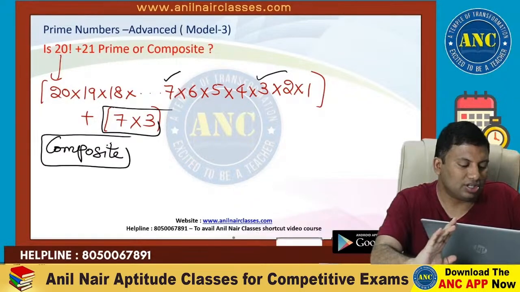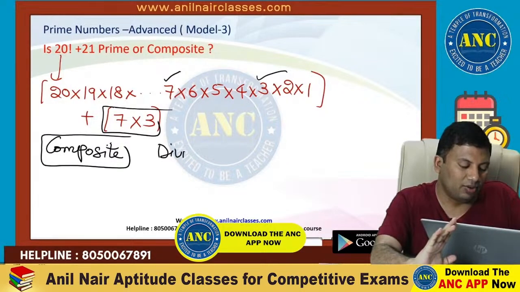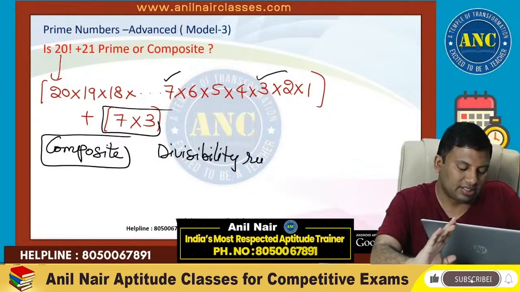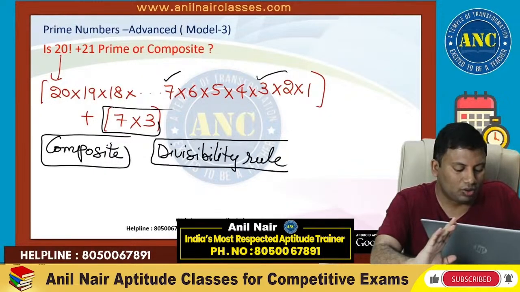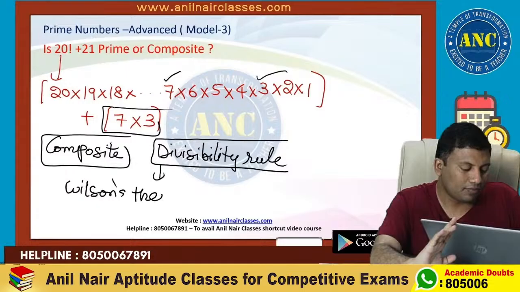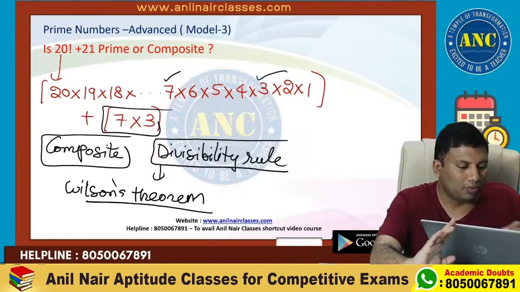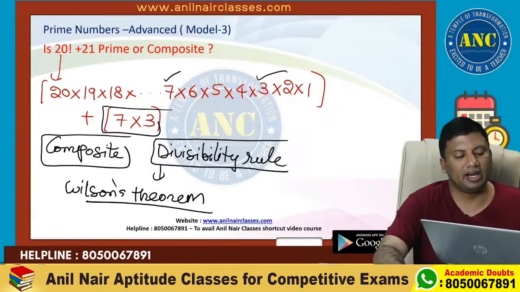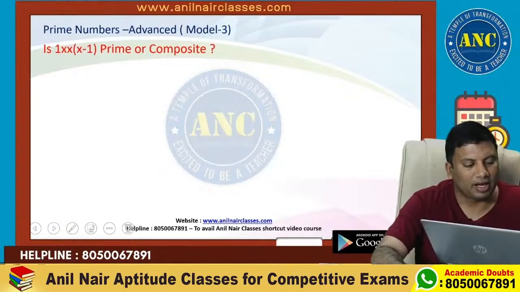Question could be anything, sir. Sometimes just by using the divisibility rule, you will get the answer. Or if the divisibility rule is not giving you the answer, then apply Wilson's theorem whenever you are in trouble. I hope you got the idea of how to check whether it is prime or composite.